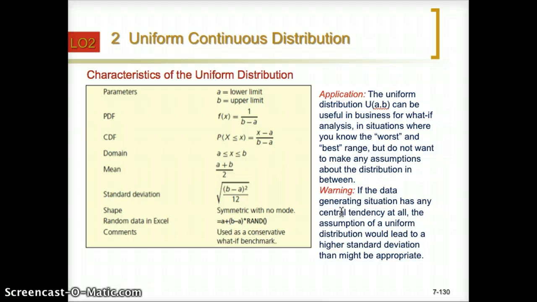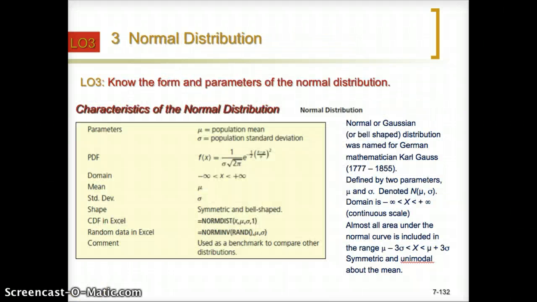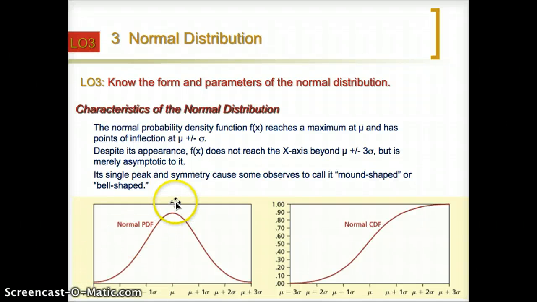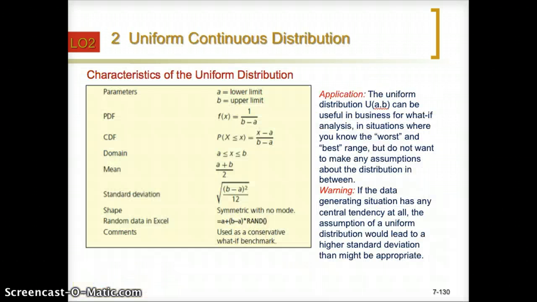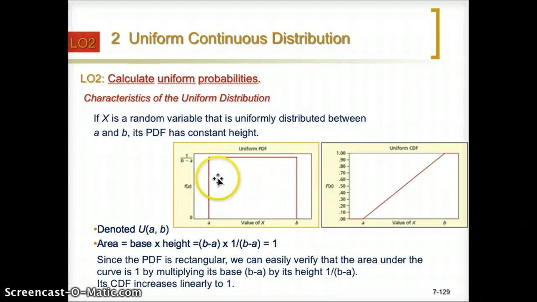For example, like the central tendency, like we have already discussed. When we're talking about a normal distribution, most of the data should be concentrated around the mean, and we can find the value for the standard deviation. However, in the uniform distribution, the standard deviation will be higher than the normal distribution.